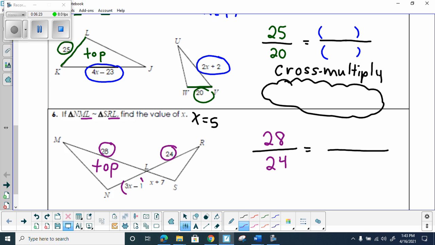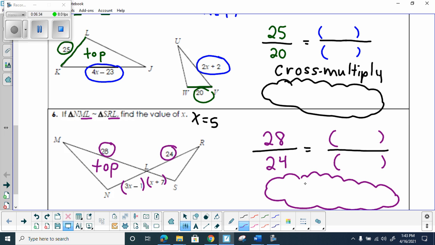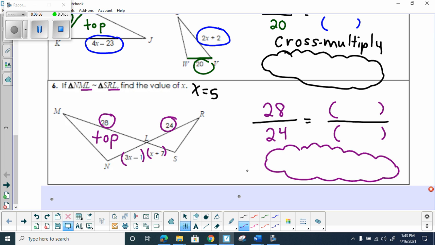Okay. And then you can decide where to put those two expressions. Okay. You'll do the cross multiplying. You'll have lots and lots of work here. And you'll end up with x equals 5.